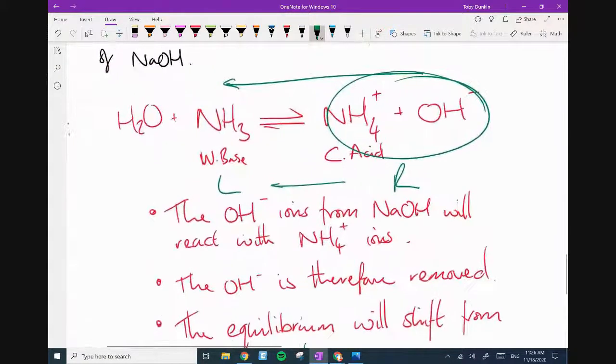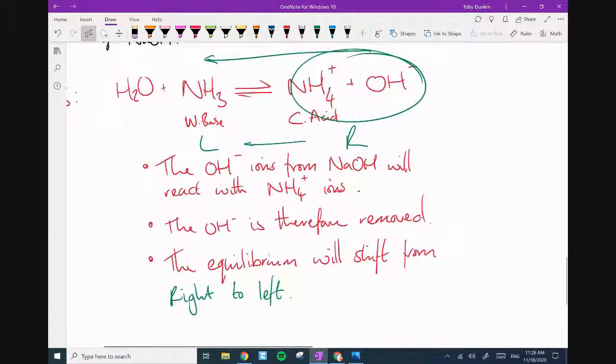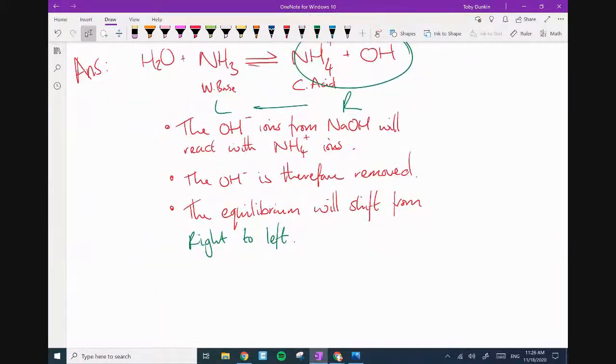What's going to happen to the pH now? Well, there's a great rule. I added a base. It will increase. The pH will increase by a tiny amount.